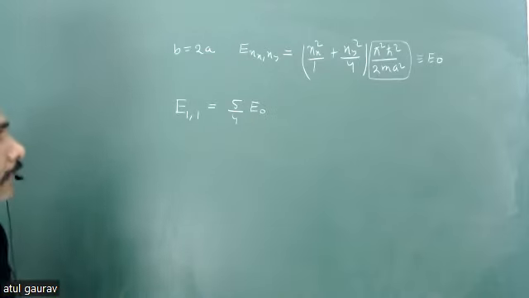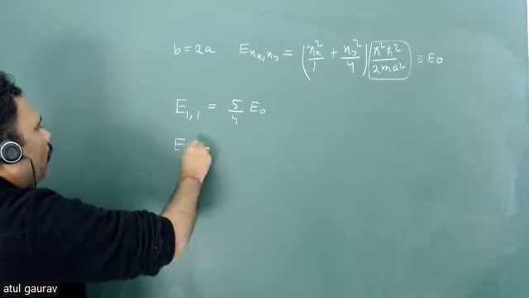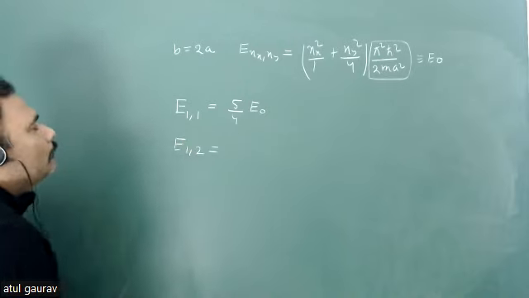Now, what will be the next value? 1, 2 or 2, 1? Sir, 2, 1. 2, 1 और 1, 2? 2, 1 में देखिए कितना आ रहा है? 2, 1 is very high. So next value is 1, 2. Sir, what is E 1, 2? What is this value?